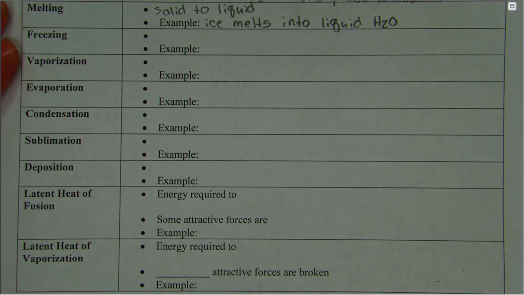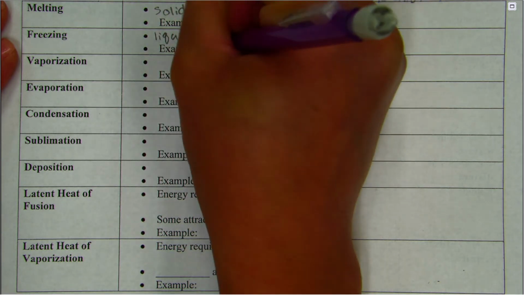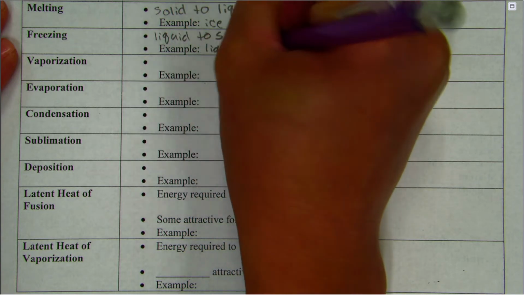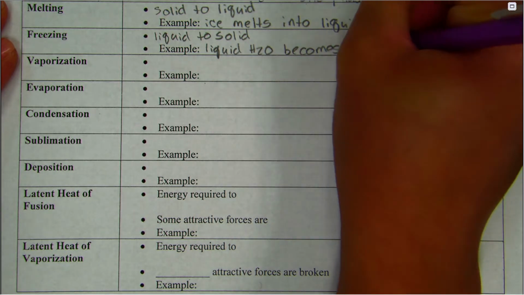What is freezing? Freezing is the opposite of melting. All right, so this is when liquid becomes a solid. So liquid water becomes ice, and ice is a solid.